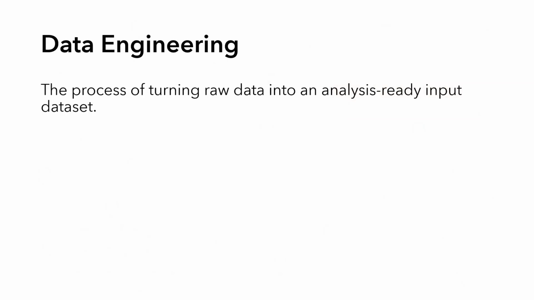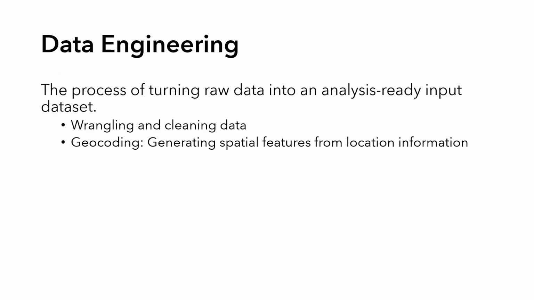And all it is really is the process of turning raw data into analysis-ready input. So this could be wrangling or cleaning the data. It could be geocoding, which is the process of taking data that's not yet spatial and making it into spatial. A lot of times you'll hear us call this location enablement. And you can do this with a lat long, an address, a place name, so maybe a city name, or a postal code.